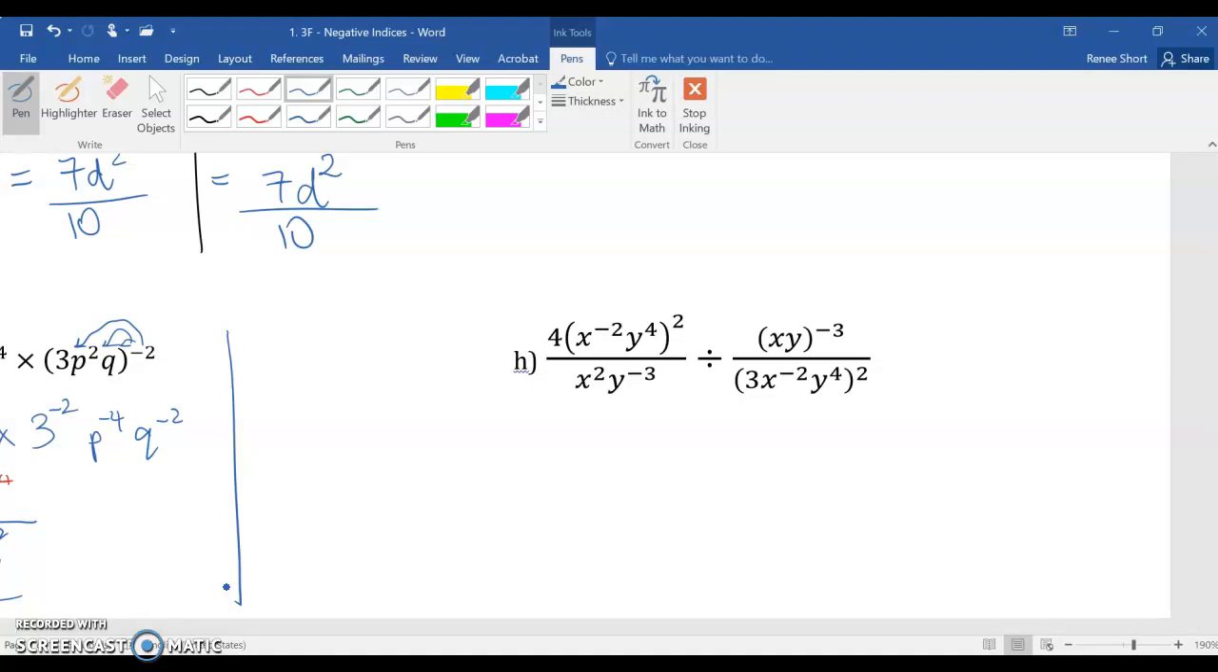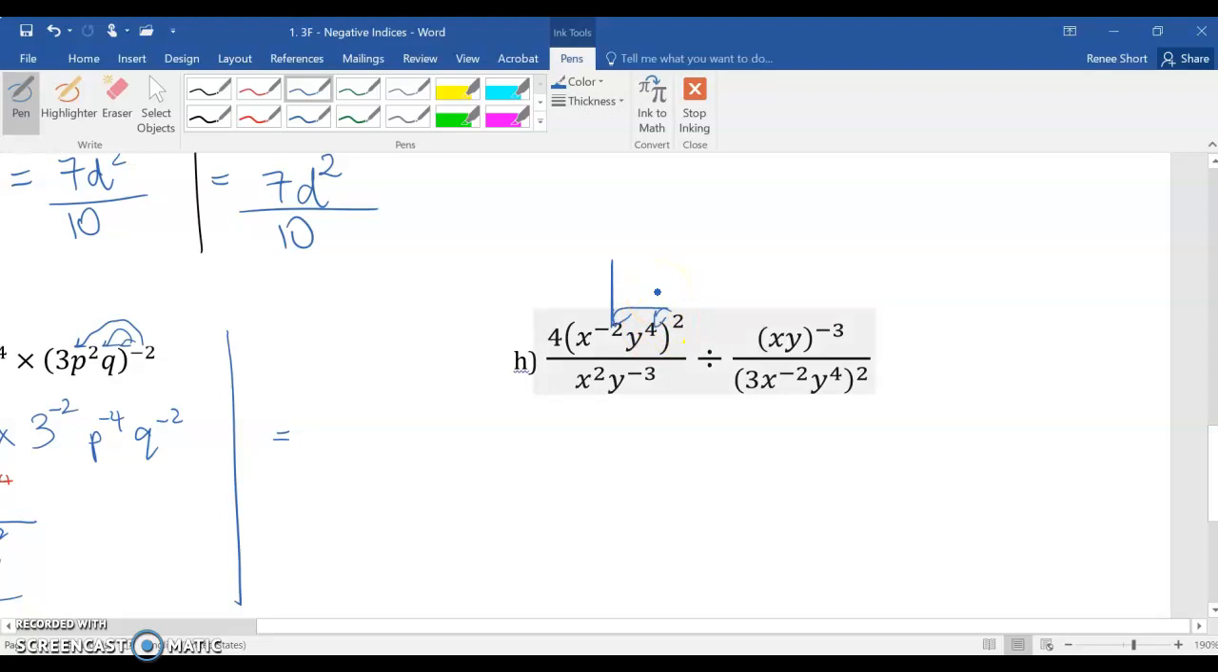So if I'm to solve this, I would like to think of these two fractions as being separate entities to begin with, and I want to simplify them as much as I can. If I just look at my fraction on the left for a moment, we've got this 4 times the bracket, and then we've got the squaring of the bracket. So this square is going to apply to both things inside.